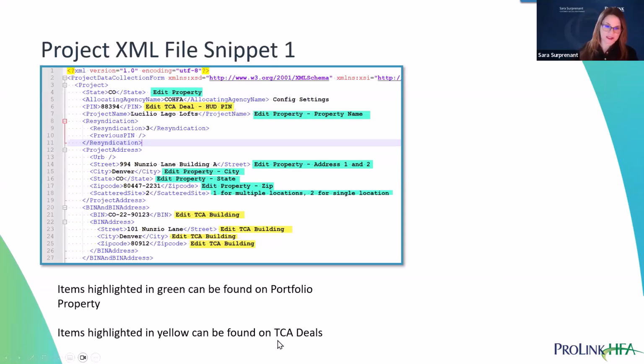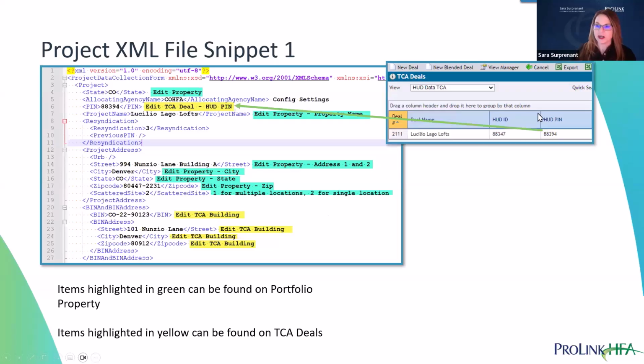I put this down here just so you would know, because someone asked me the other day when we were going through this what the colors meant. And I was like, well, I should probably tell people that. So here you can see when we talk about TCA deals, one of the things that comes in is the HUD pin. And this is where it comes from. It comes from your edit TCA deal, and we talked about that previously.